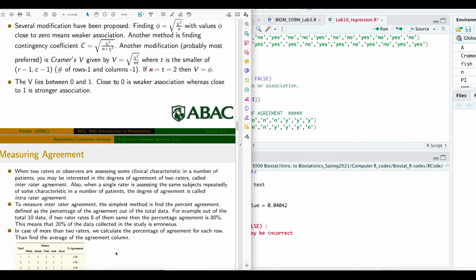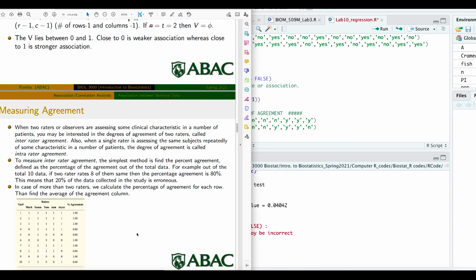So the next thing we want to do is measuring the agreement. What do we mean by the agreement?